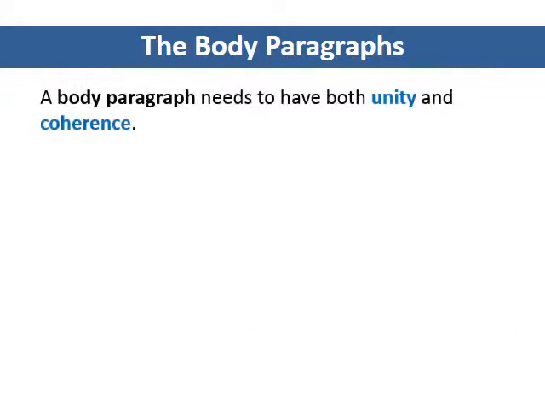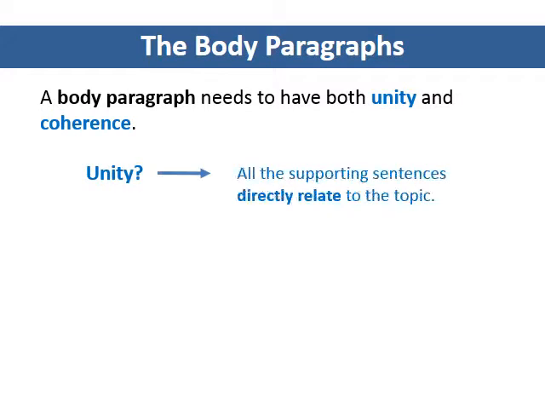To be effective, a body paragraph needs to have both unity and coherence. What do we mean by unity? Unity means all of the supporting sentences directly relate to the topic. In other words, every detail is relevant and clearly supports the controlling idea for the paragraph.